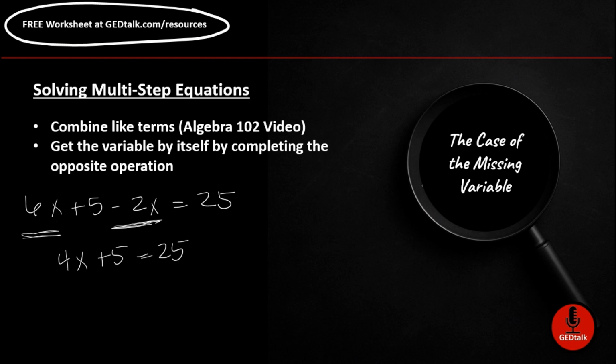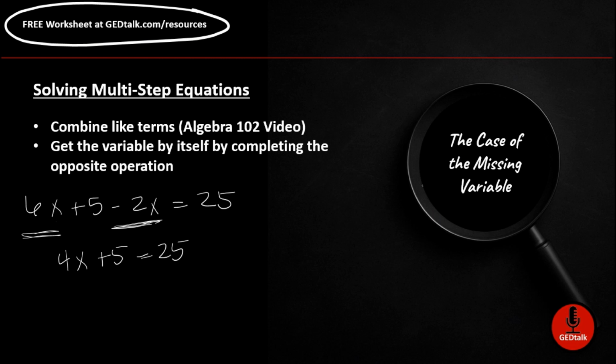Okay, well, I already combined the like terms. Perfect. So now I can get x by itself. So I'm going to divide by 4 on both sides, right? Not yet, folks. Remember, this is multi-step equations. We have to bring this 5 over first before we can go ahead and get that x by itself. There's another step we are going to take.